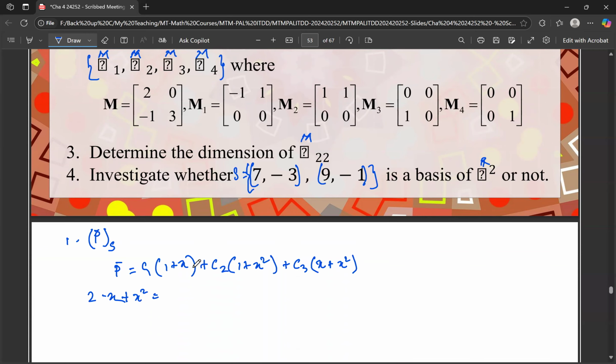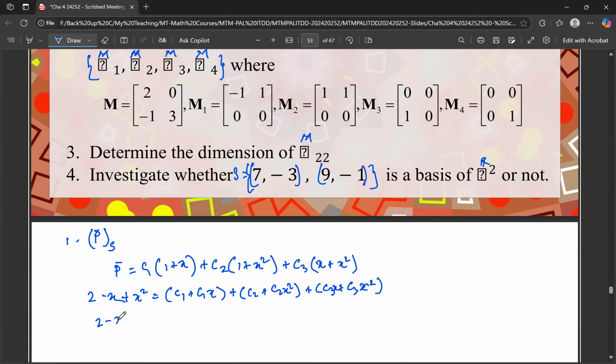Then we multiply out C1 here. If you already know how to multiply, you can go directly. But I will make it detailed for you now, later I will make it short. C1 plus C1x plus C2 plus C2x square plus C3x plus C3x square.